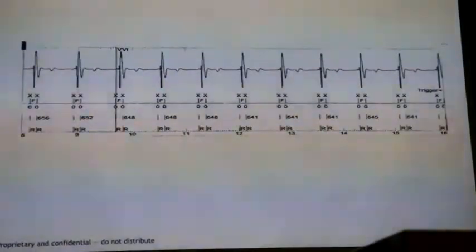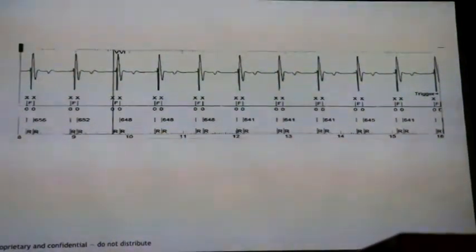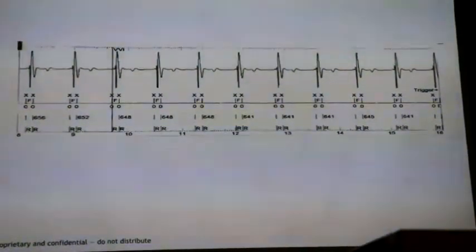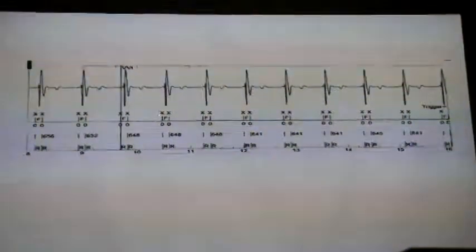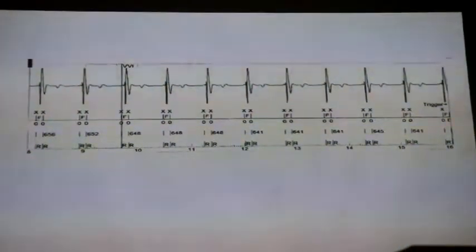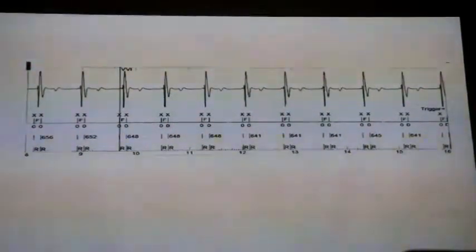Double X and a double zero means double X. This is our SVT discriminator called morphology discrimination. It's saying this is a non-match, crosses non-match, and 0 is how much of a non-match it is. Even the first R wave on this one here.